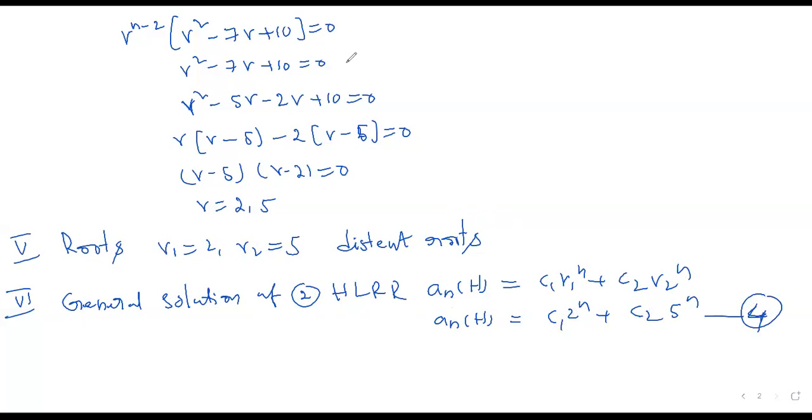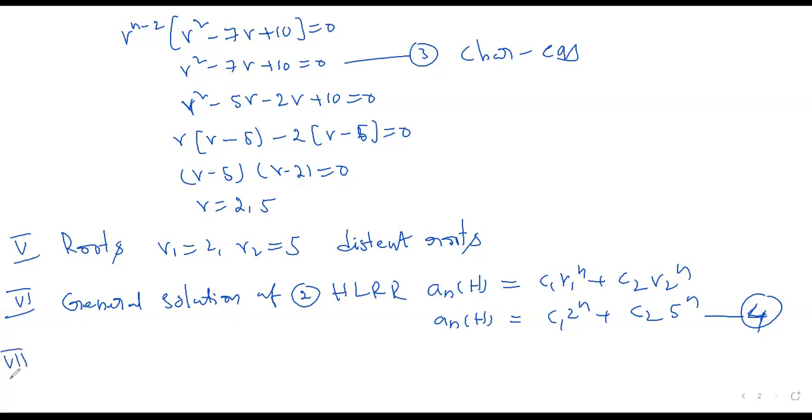Keep this point. This characteristic equation is equation 3. Find the characteristic equation, then find the roots. After finding that the roots are distinct, the formula is C1 r1 power n plus C2 r2 power n. r1 means 2 power n, r2 means 5 power n. This is equation 4. One part is completed. Now come to the next step, the particular solution.